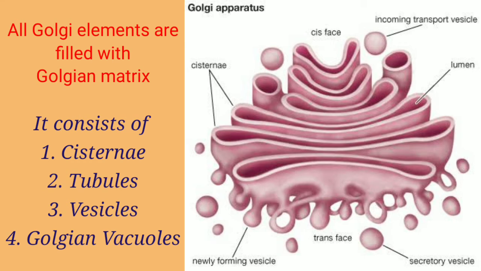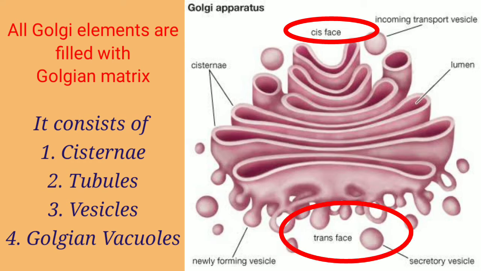The cisternae have two ends. One end, the convex face, is called the cis face of the apparatus, and the other end, the concave end, is called the maturing face.